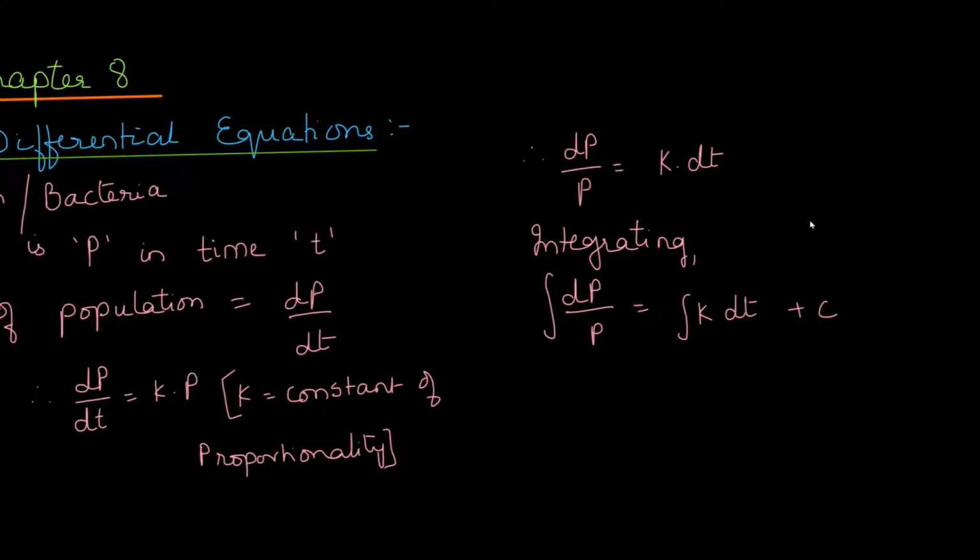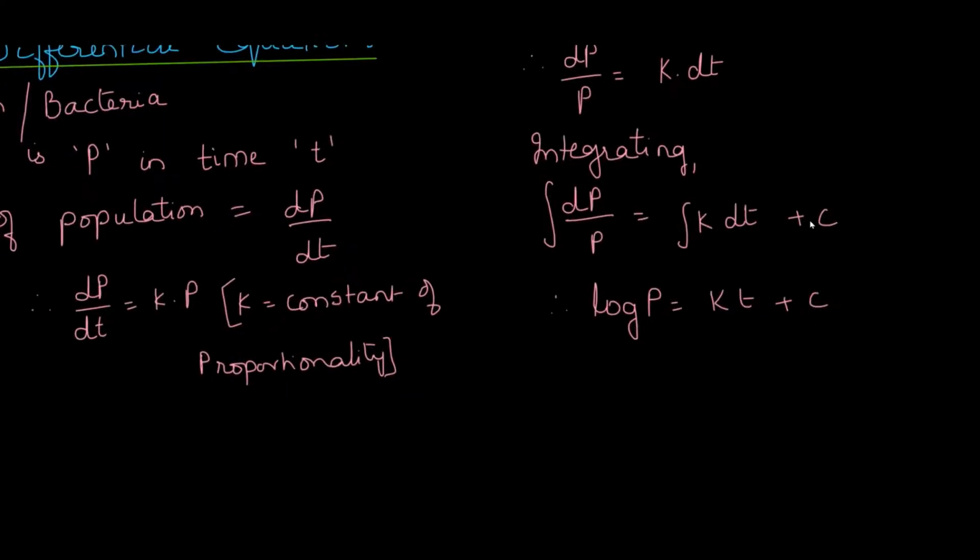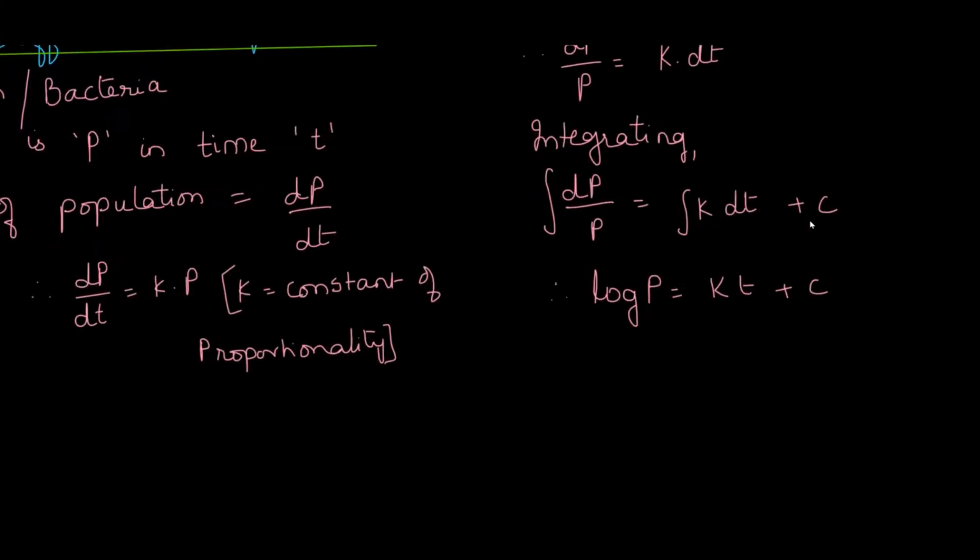Now we solve both the sides and therefore we get log P, because the integral of dP by P is log P. So log P is equal to k is a constant and the integration of dt is t, that is, integration of 1 is t. So therefore we get kt plus c. Now this is the logarithmic form of the population equation. This is one form of the equation which we will be applying in various situations.